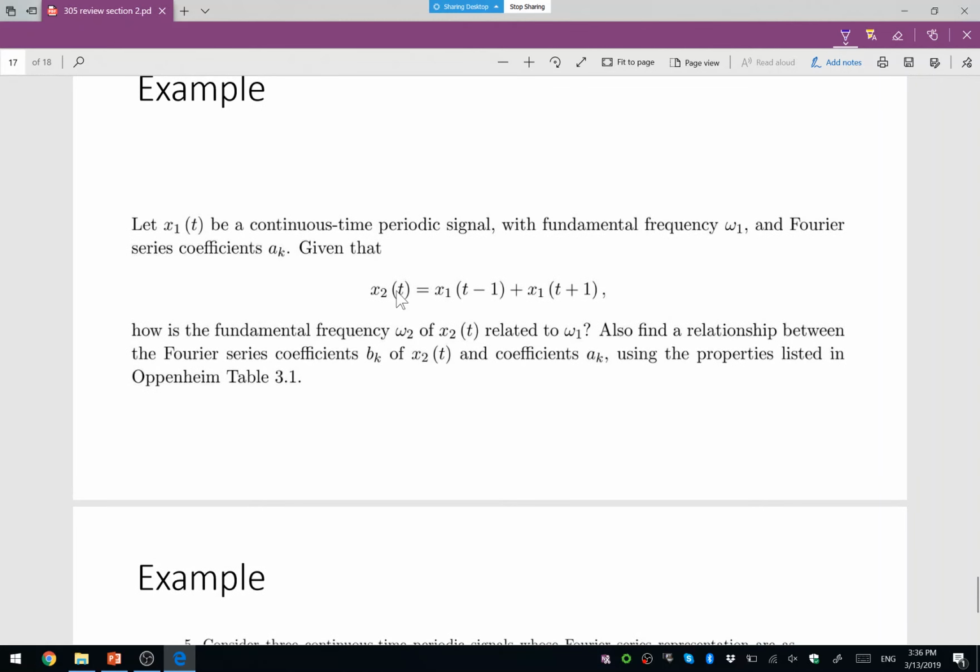Well, let's do this. These are 2 problems in the homework. First, this problem uses 2 properties. One is the time shift. You see t-1 and t+1, these are time shifts. The other one is linearity, because you have this plus sign here. If you don't have linearity, you cannot automatically add them together. But here you have the linearity property, so you can do that. The expression for ak is not given specifically, but we can just use ak in our result. So let's do this.